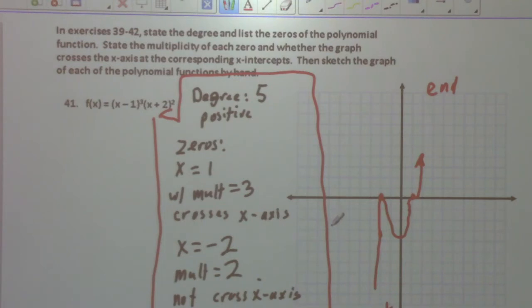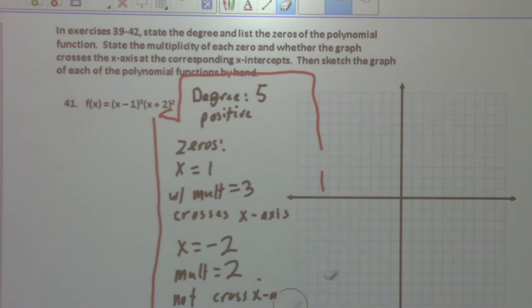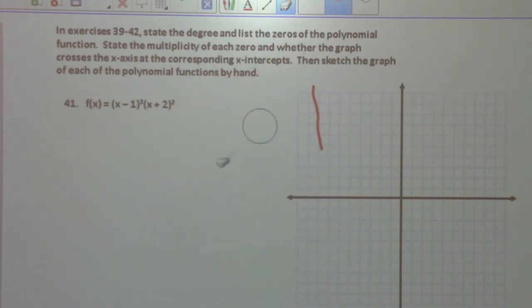Did it look the same, Riley? Pretty well? All right, good deal. What I want you to do is go look at 42 and work on 42, and I'm going to randomly call someone in the classroom to help us out with that. How's that?